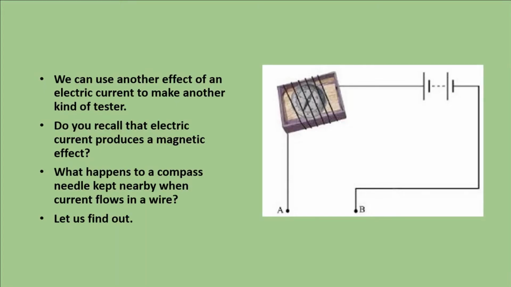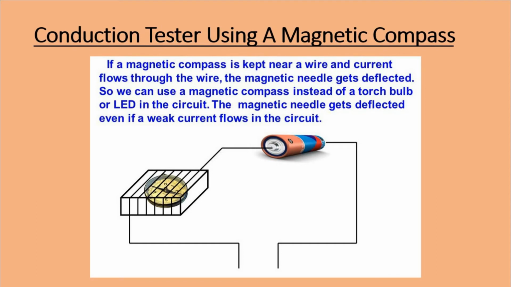We can use another effect of an electric current to make another kind of tester. Children, do you recall that electric current produces a magnetic effect? What happens to a compass needle kept nearby when current flows in a wire? Let us find out. If a magnetic compass is kept near a wire and current flows through the wire, the magnetic needle gets deflected. So, we can use a magnetic compass instead of a torch bulb or LED in the circuit. The magnetic needle gets deflected even if a weak current flows in the circuit. Let us use this tester to check the conductivity of any liquid.